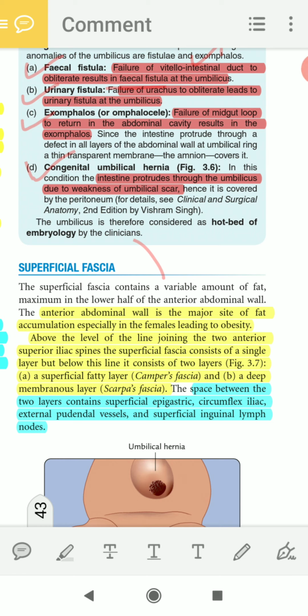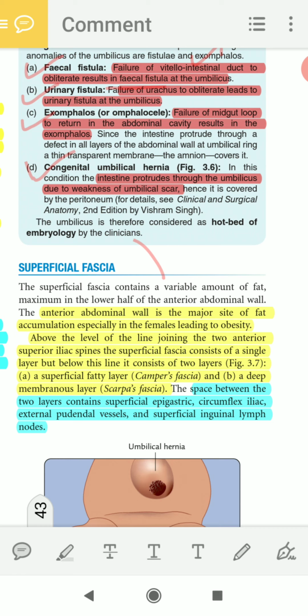Now our next layer is the superficial fascia. What is superficial fascia? The superficial fascia is a major site of fat accumulation, especially in females, and it leads to obesity. So in the superficial fascia the fat accumulates.